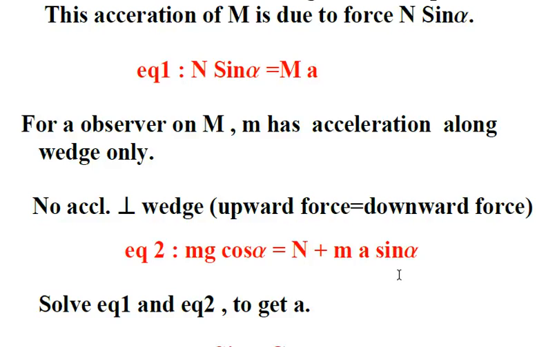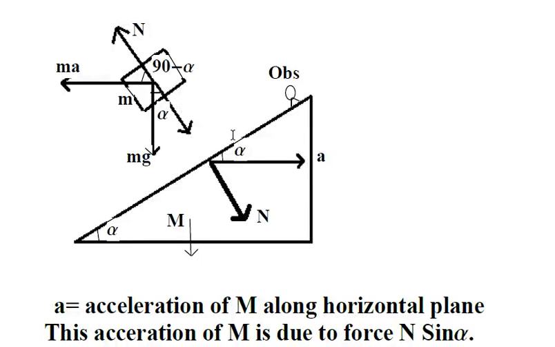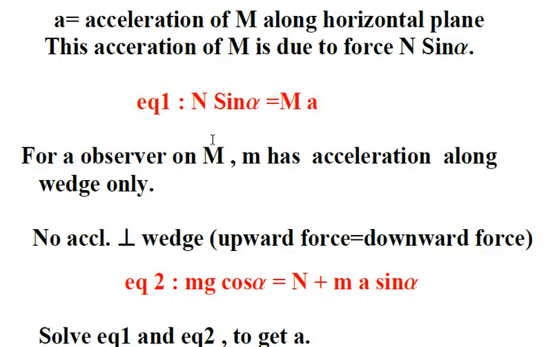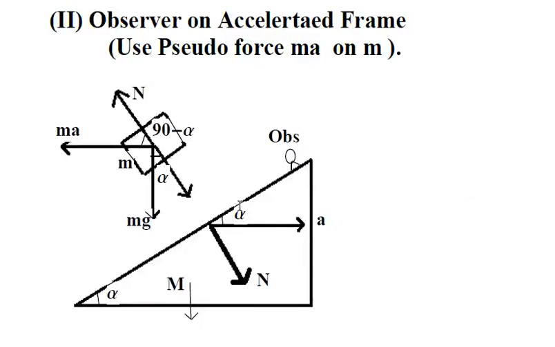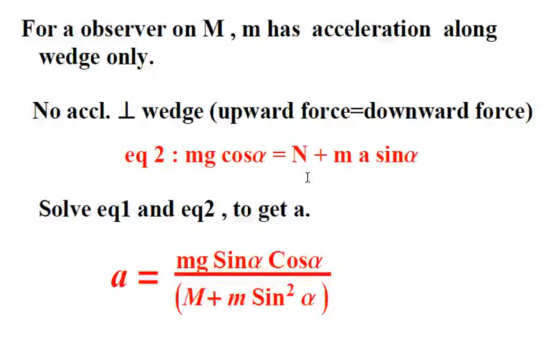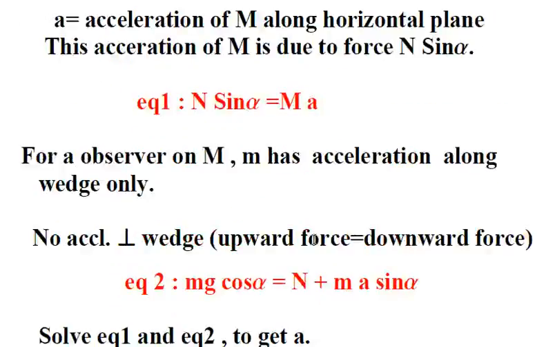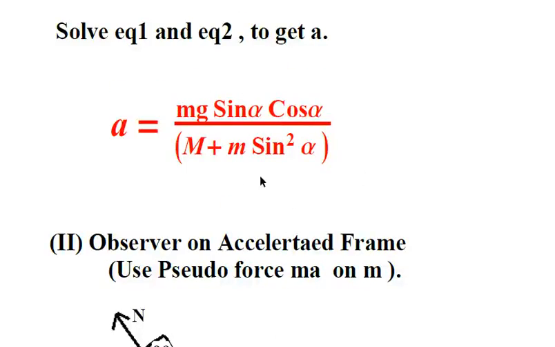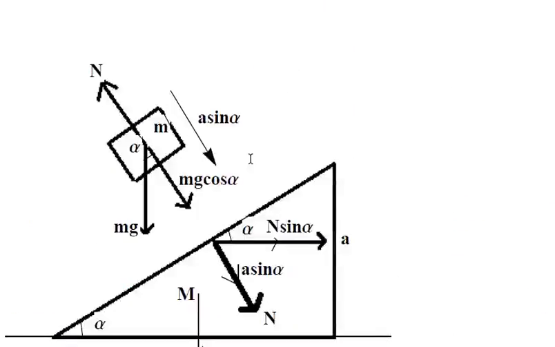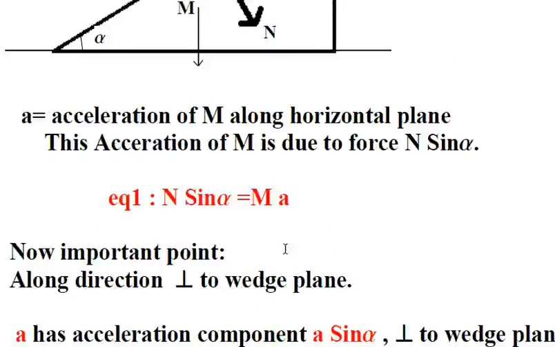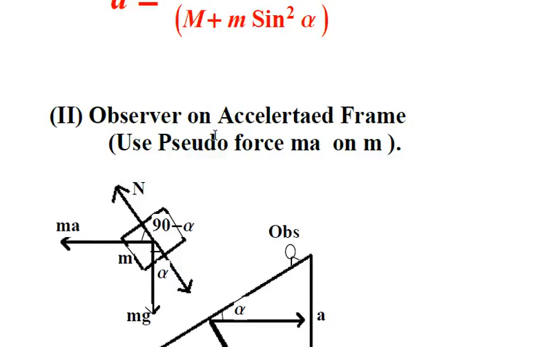Net upward force is equal to net downward force, because this block has no normal acceleration, no acceleration normal to the wedge. There is no such acceleration. Only for this observer, there is acceleration along the wedge. So these are two equations. In this case, for the observer on the accelerated frame, if you solve these two, we get the A. Both the results are the same, whether you solve this problem in the ground observer frame or in the accelerated frame.